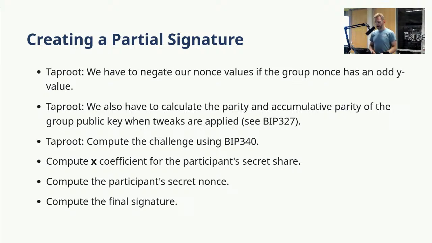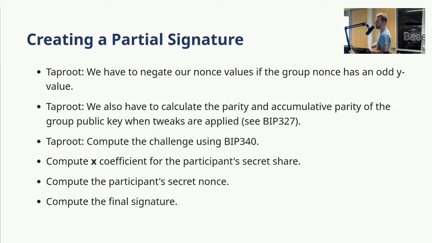I did want to outline that the first two items here: we have to negate our nonce values if the group nonce has an odd Y value, and we also have to calculate the parity and a cumulative parity of the group public key when tweaks are applied.